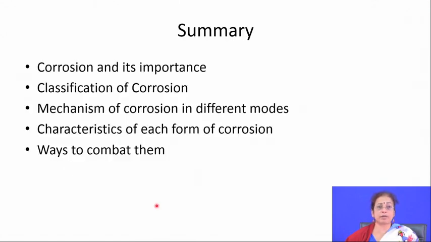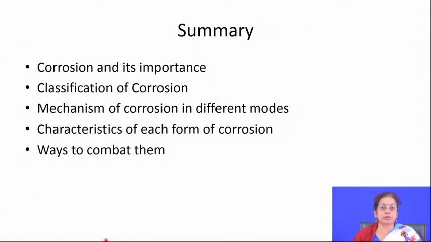So, in summary, in the last 6 talks we discussed different types of corrosion and their importance. We also saw different classifications: broadly it may be classified into 3 types, aqueous corrosion, high temperature oxidation, and liquid metal corrosion. Aqueous corrosion may further be classified into 8 categories depending on the mode by which it proceeds. We also discussed the mechanism of corrosion in different modes and the characteristics of each form of corrosion.